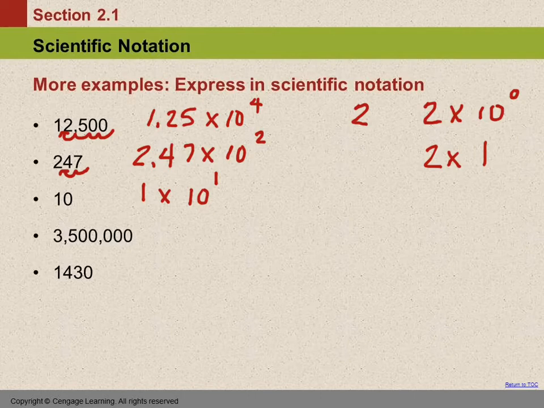How about 3,500,000? 3.5 times 10 to the 6. So we move the decimal point over 6 places, put it after the 3, and then it's going to be a positive exponent. How about 1430? 1.43 times 10 to the 3rd.